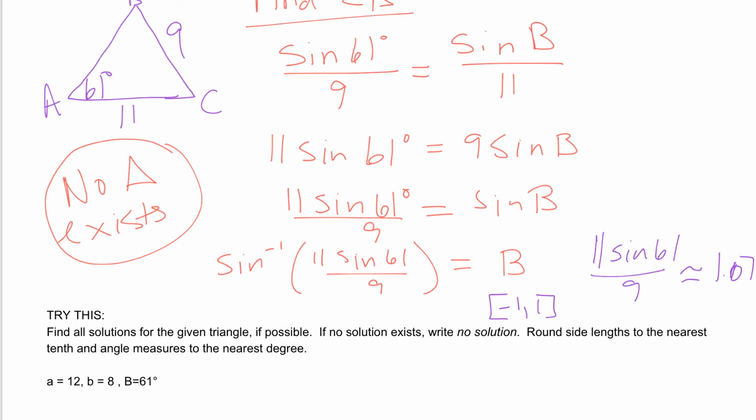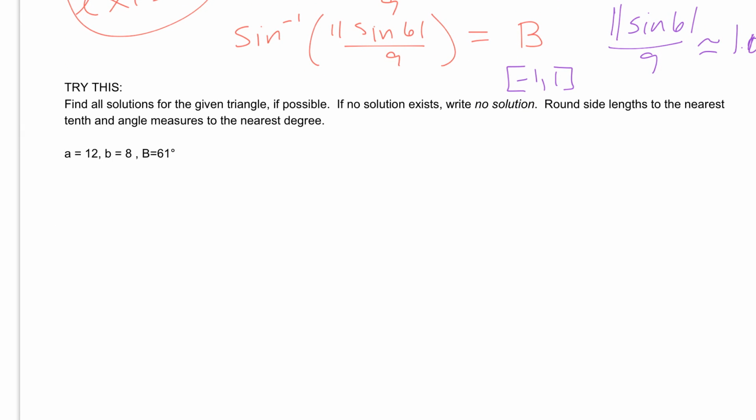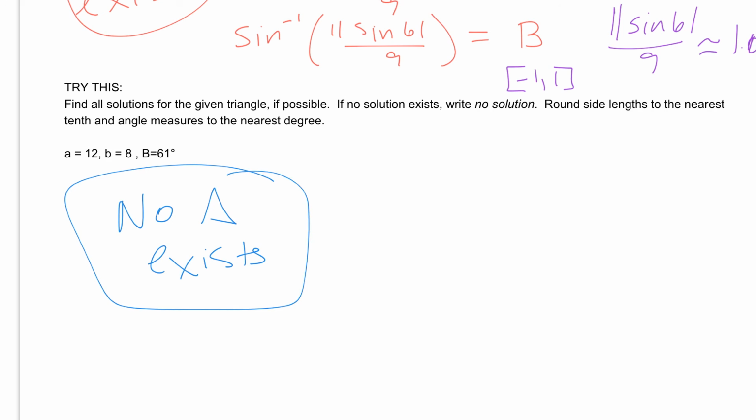Now I'd like you to do the try this. So go ahead, pause it now, and unpause it when you're ready to check your answer. If you did the try this correctly, you should see that you get no triangle exists. Let me know if you have any questions.